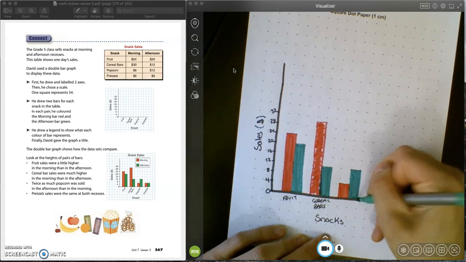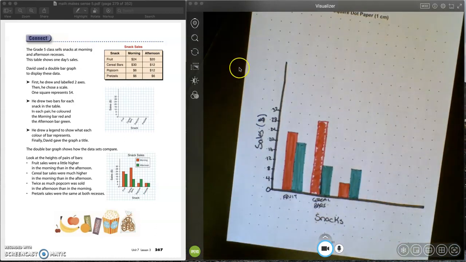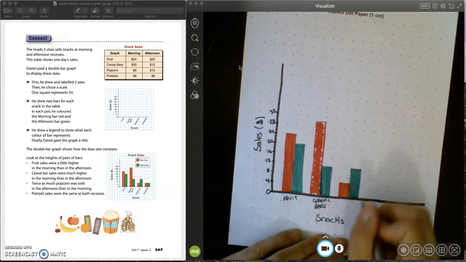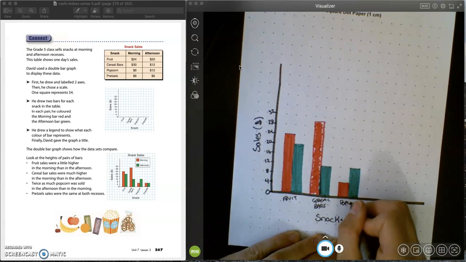So as I'm going through this, I'm actually thinking about what I am learning about the data, because obviously you're going to get some questions about this. So why not start thinking about it?